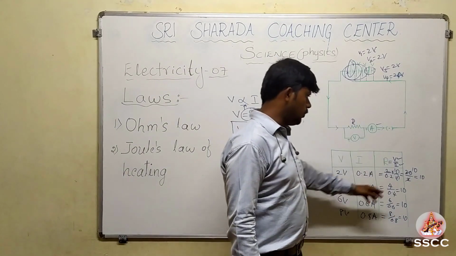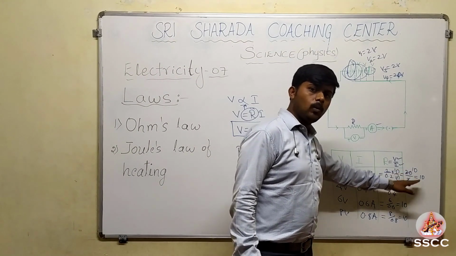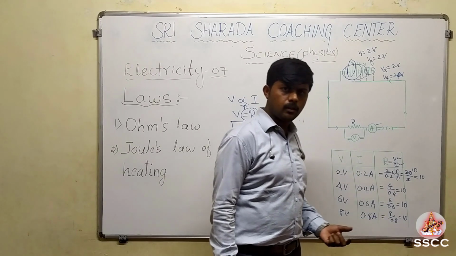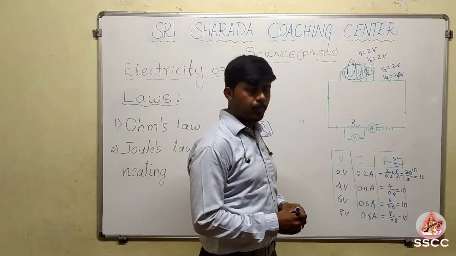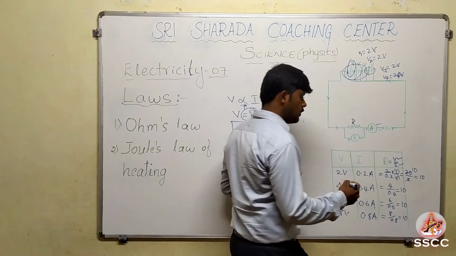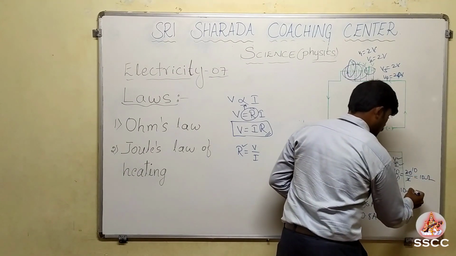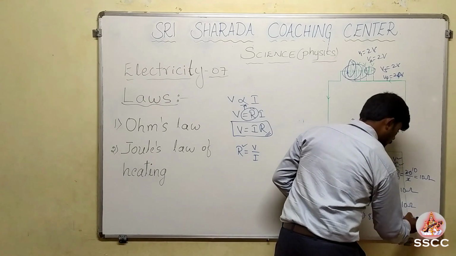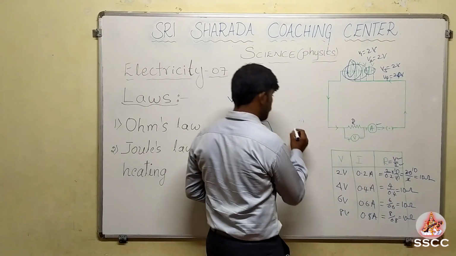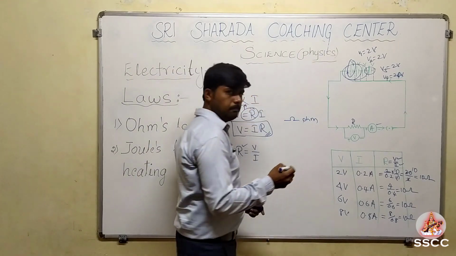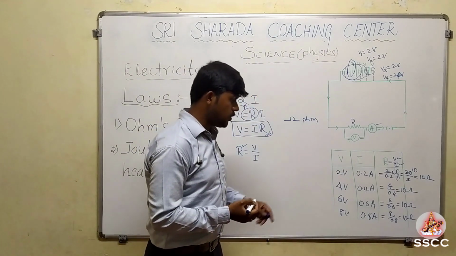Here you can observe we are writing only numbers. Is there any unit for resistance, electrical resistance? Yes, we have. According to the scientists, the unit is ohm. How to represent ohm is like this: the symbol Ω, ohm. This is a representation of ohm.